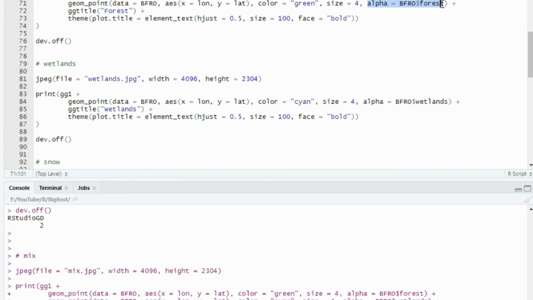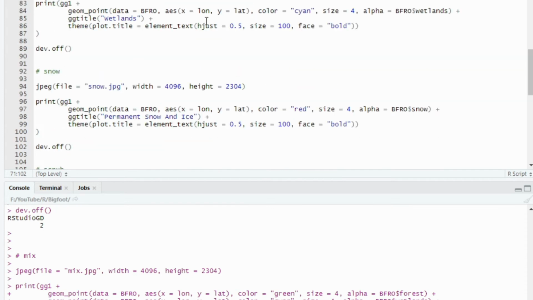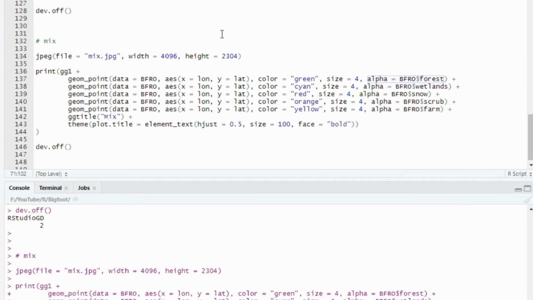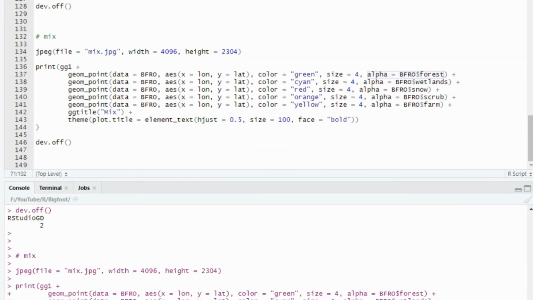What this means is if the percentage of forest is very low or 0, you won't see a dot. But if the percentage of forest is very high, then you will see a dot. So I've done a map for forest, wetlands, snow, scrub, farm, and then done one that mixes them all together in different colours. So let's have a look.